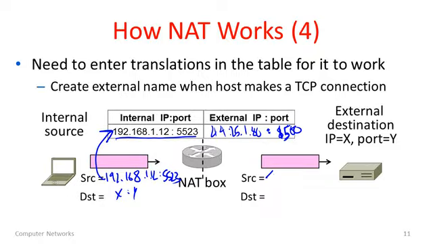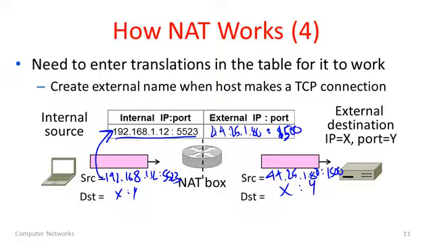So on the outgoing side, we've then moved it to our 44.25.1.80:1500. The destination is still x:y. Don't worry if I've used a slightly different external IP address. It's just meant to be whatever the NAT box is configured with. This one is configuration. But once we've done that, we have populated an entry in the table.